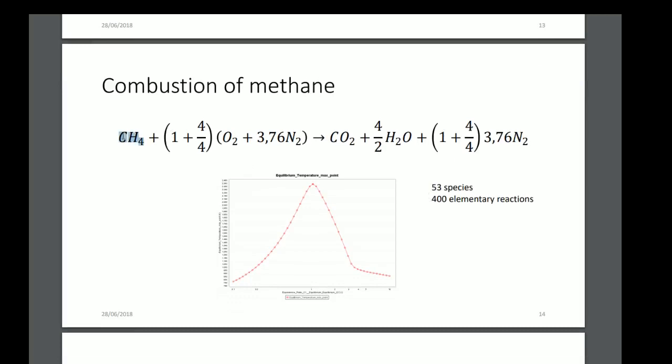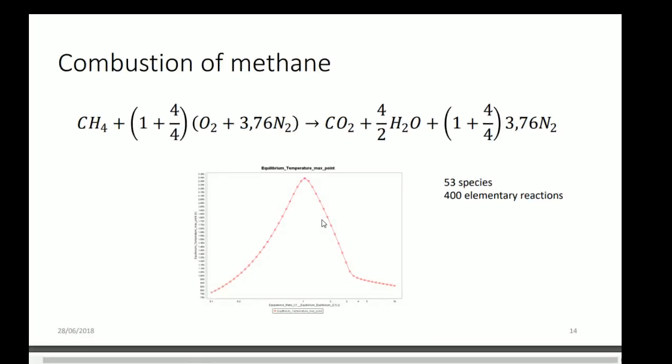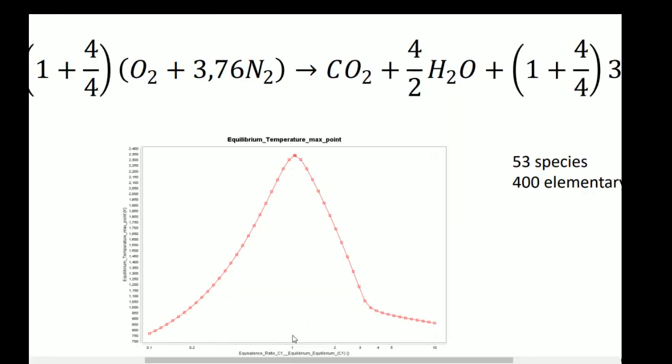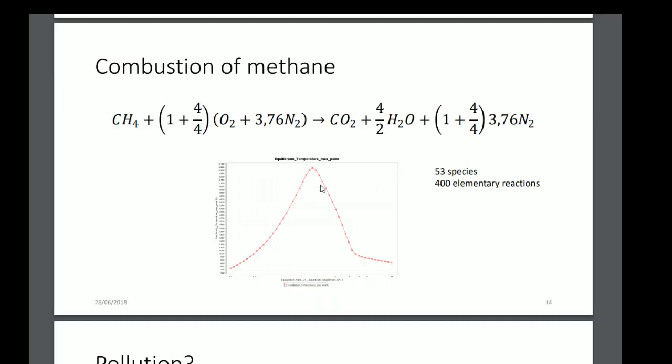Now we are going to talk about the combustion of methane. So we plug methane into the combustion equation that we discussed earlier. We get about the same equilibrium temperature. You have a peak at the stoichiometric reaction, and the further you are away from it, the lower your flame temperature is. Once again, you might think, blah, blah, blah, it's super easy, but there are 53 species in this reaction and 500 elementary reactions, which is a lot. But for a computer, it's easy. It's just differential equations.